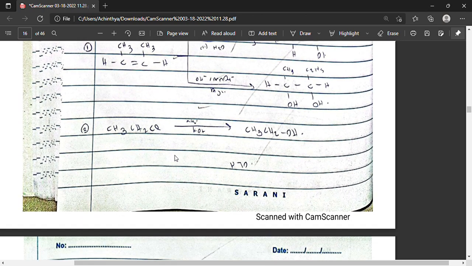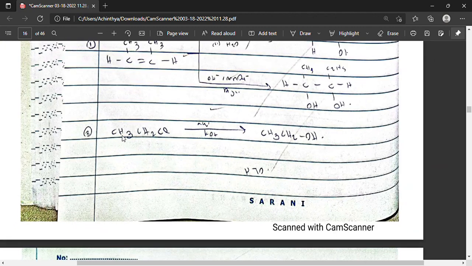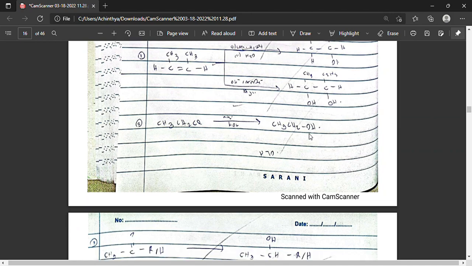Another way of producing alcohols is by adding aqueous KOH, or aqueous metal hydroxides, into an alkyl halide, in which case the halide will be replaced with a hydroxide group, thus producing an alcohol.